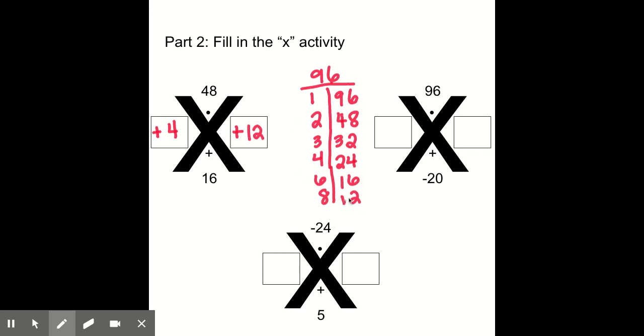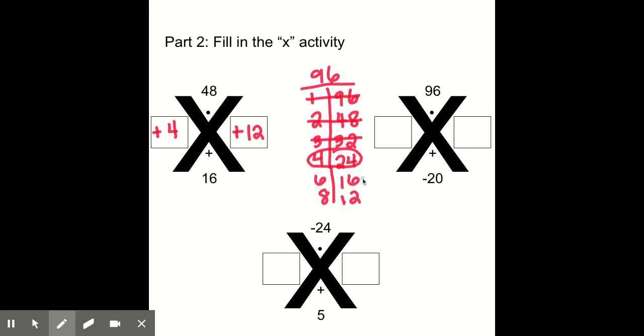So these are our options. Now we're looking for the combination that gives us negative 20. So 1 and 96, no way. 2 and 48 aren't going to work. 32 plus 3 is 35. 32 minus 3 is 29, so that's not going to work. 24 plus 4 is 28. 24 minus 4 gives us 20. So this is an option.